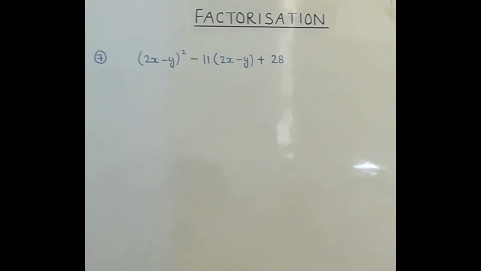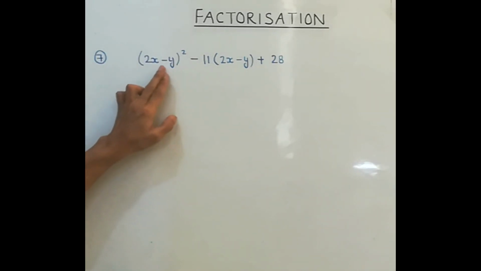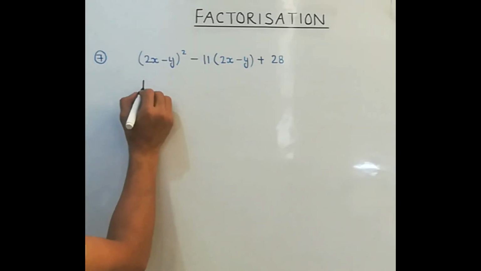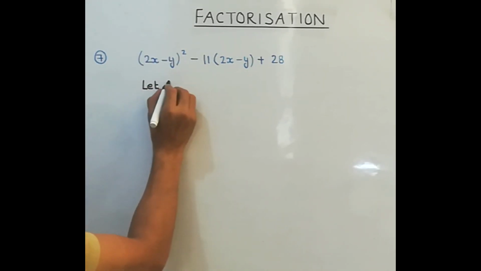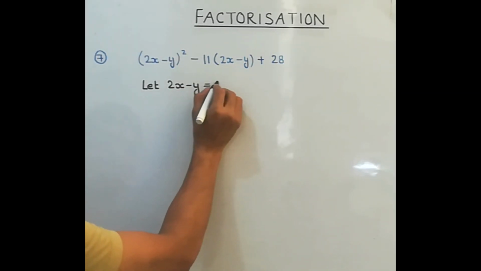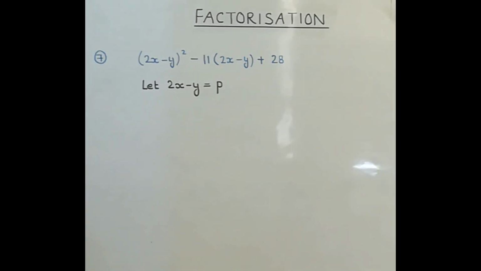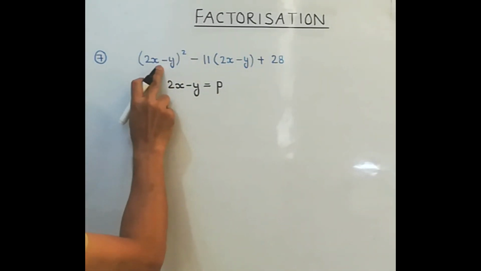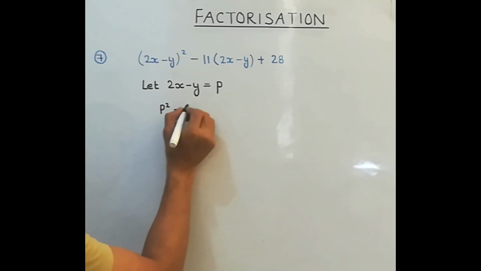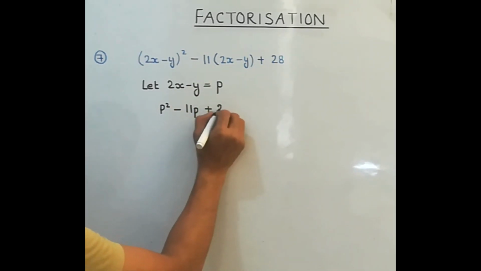Okay, now in this question, you can see this question can be converted into the form ax square plus bx plus c. Now here 2x minus y, as you can see, is being repeated. So let us do the substitution here. So let 2x minus y be replaced by p. So if we replace it by p, this becomes p square. And then this becomes 11p and plus 28.